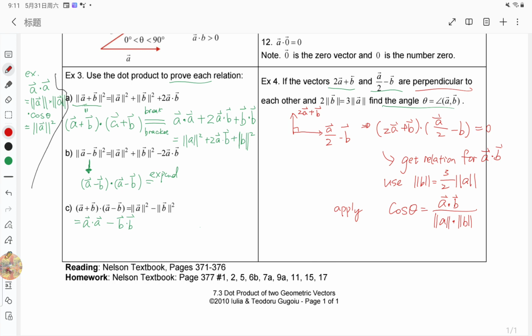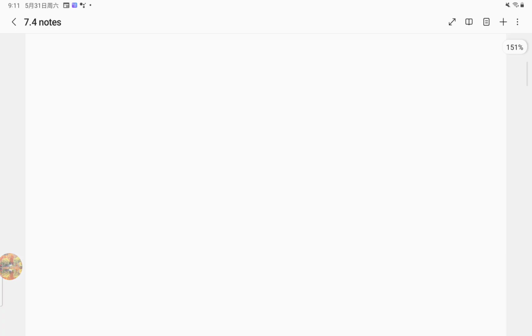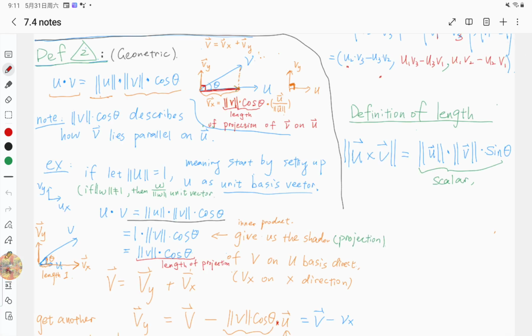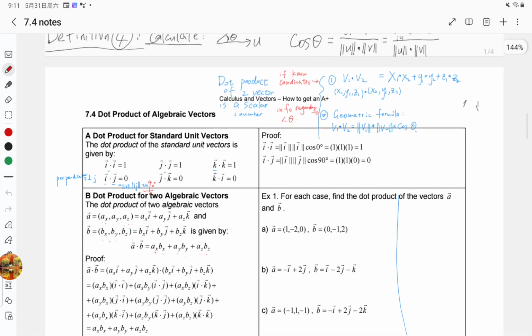Let's see, 4. Okay, we wrote down a lot for 4, but we just keep going, right?